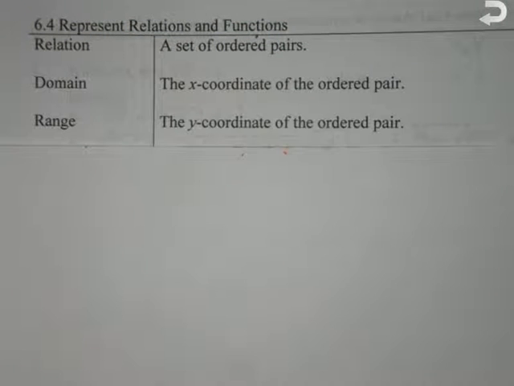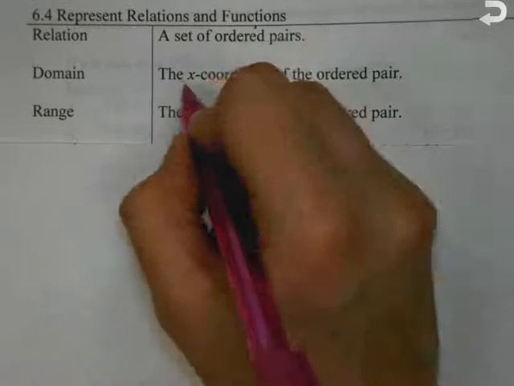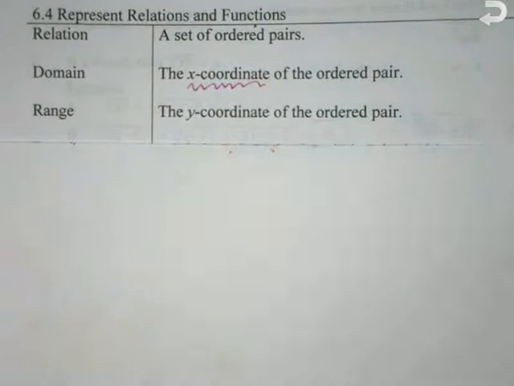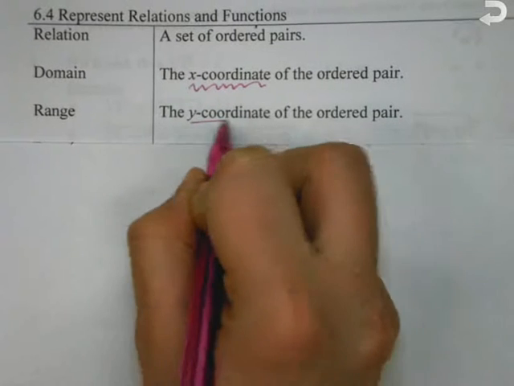That's all it is. Okay, we are also going to be working with the domain and range. We have defined these before, but I want you to write them again. The domain are the x-coordinates in the ordered pairs, which means that the range are the y-coordinates.